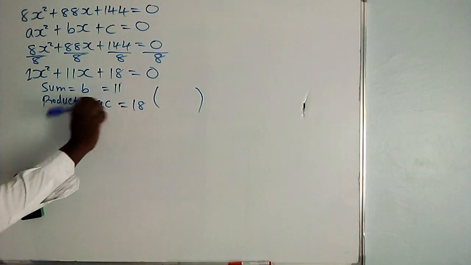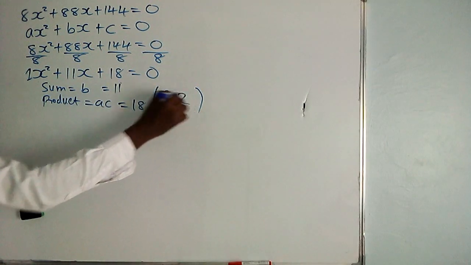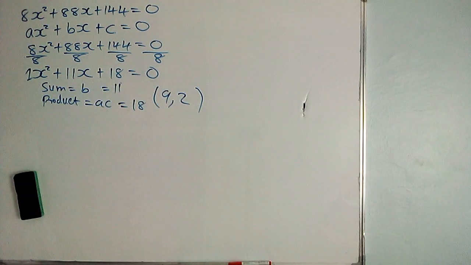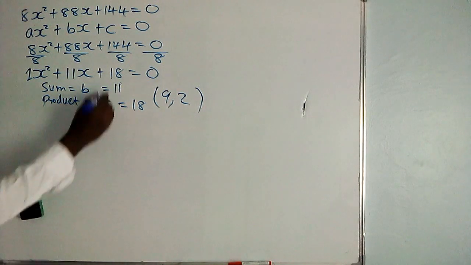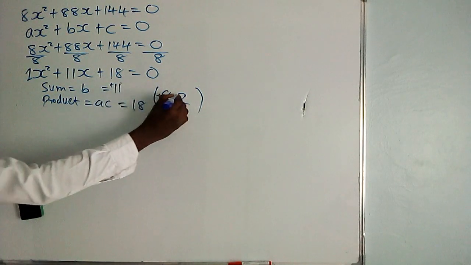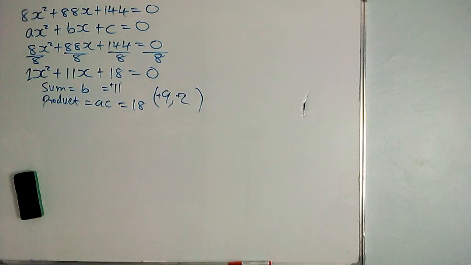You start testing 9 and 2, isn't it? So 9 and 2, you check whether both are positive to give you 11, or both are negative, or one is negative, like that. So it is the product to guide you, isn't it? So in this case, the two numbers which give us a product of 18 and a sum of 11 are 9 and 2, isn't it?